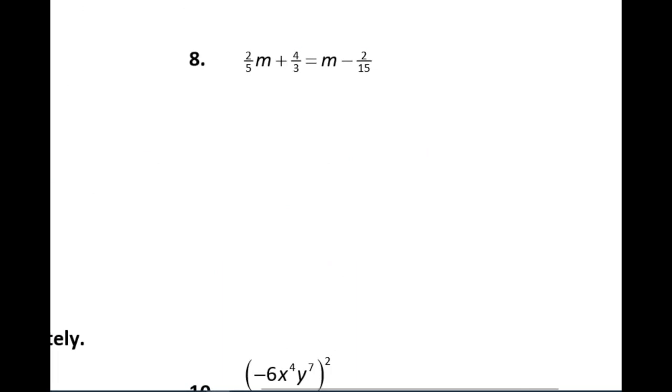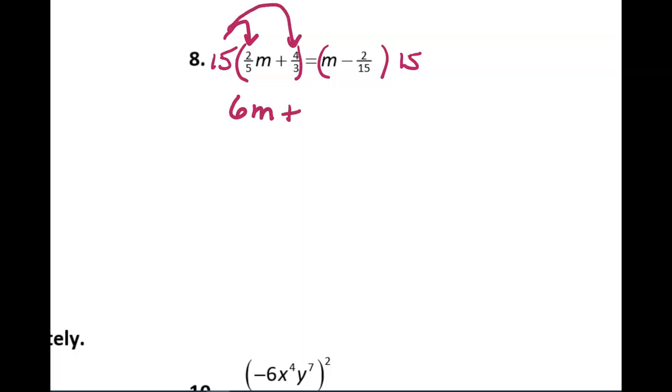In number 8, we have a fractional equation. The LCD of all the denominators, 5, 3, and 15, is the least common multiple of all, which is 15. So we're going to multiply both sides by 15 here. Now with multiplication, you can write it on either side. Don't do that with exponents. Exponents are always written on the right side. All right, now let's distribute. 15 times 2/5. So 1/5 of 15 is 3, so 2/5 would be 6 times m. Now distributing to the next term, 1/3 of 15 is 5, so 4/3 is 4 times as much, or 20.